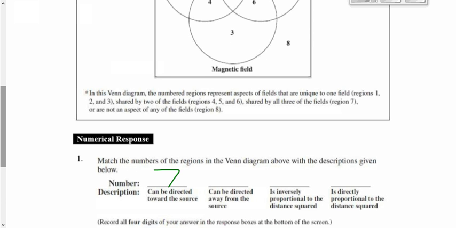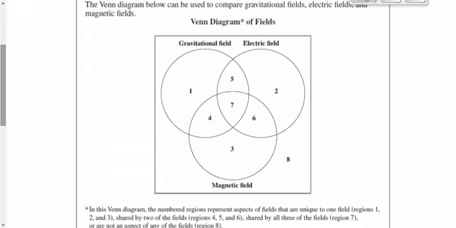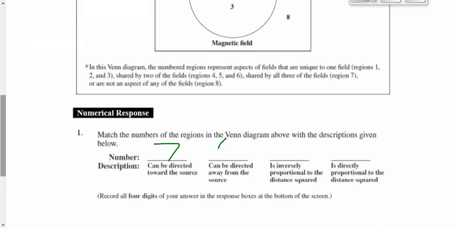Can be directed away from the source. Can a gravitational field be directed away from the source? Can gravity point away from the Earth? No, not in this world anyways, right? What about an electric field? Can it point away from the source? Yes. Magnetic field? Yes, away from the north toward the south. So that would be electric and magnetic. What's the answer for electric and magnetic? 6. It would be 6. So we've got 7, 6.